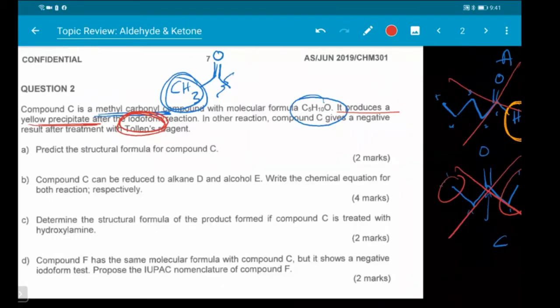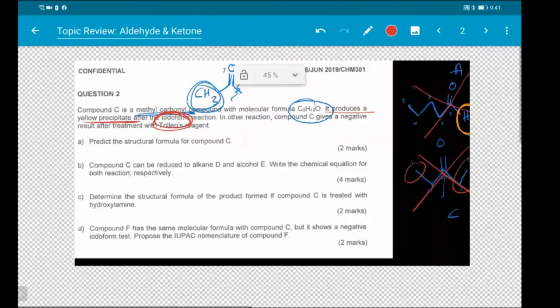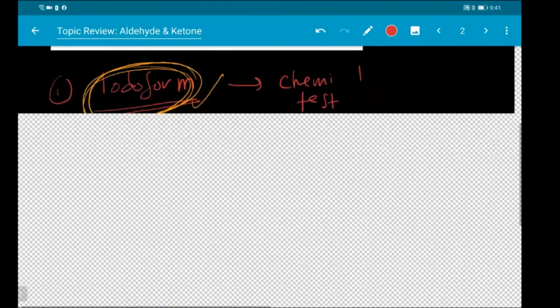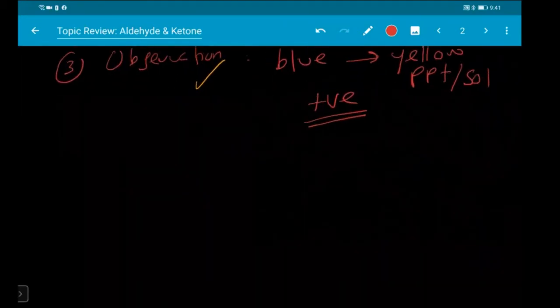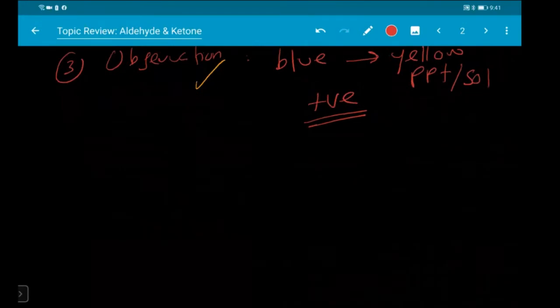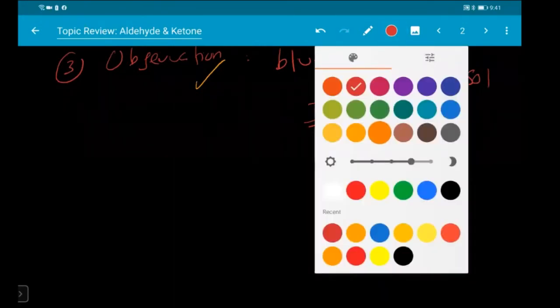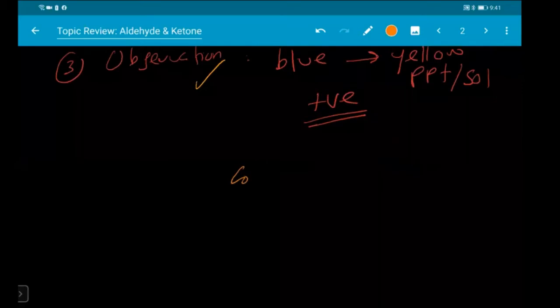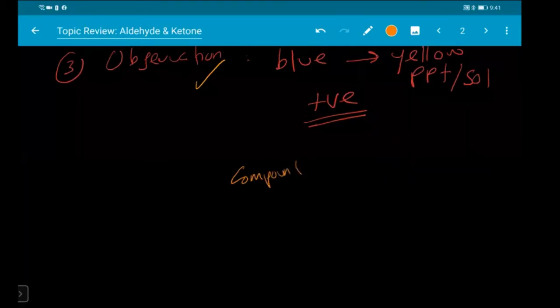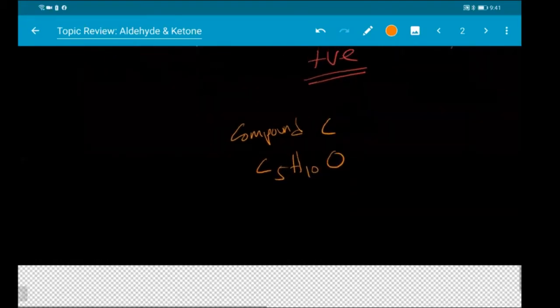It produces a yellow precipitate after the iodoform reaction. In another reaction, compound C gives a negative result after treatment with Tollens' reagent. So, if you want to simplify and understand it based on the chemical equation, we are dealing with compound C. Formulanya adalah C5H10O.